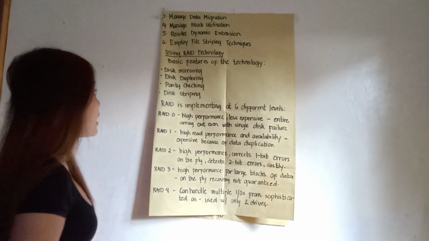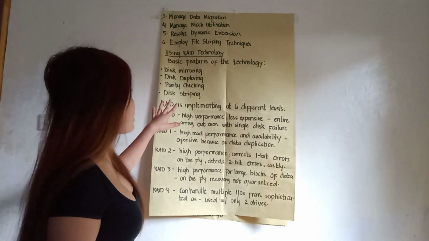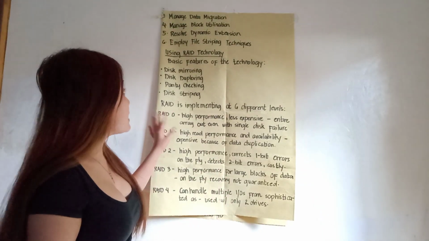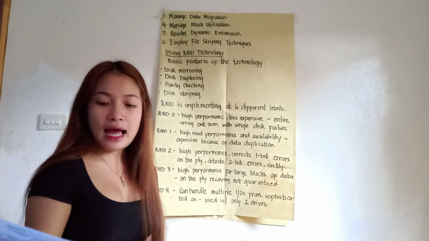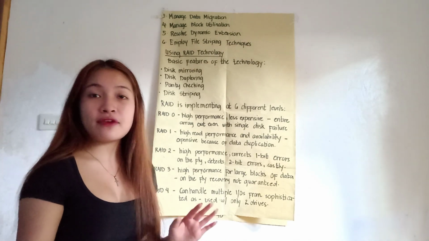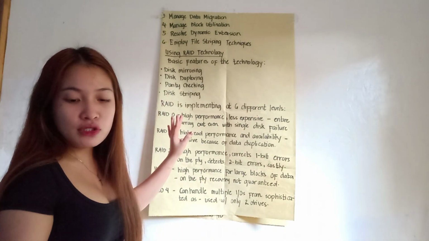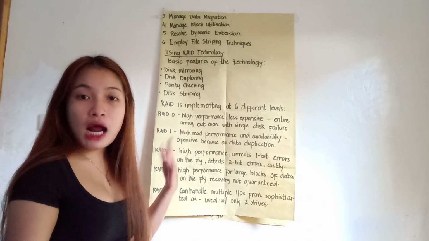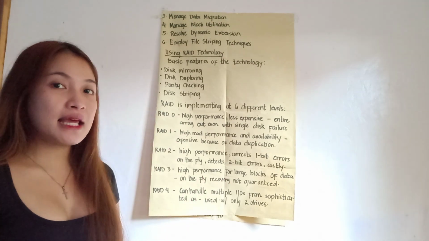The sixth one, which is the last technique, is to employ file striping techniques. You perform file striping when you split data into multiple physical parts and store these individual parts in separate physical devices. File striping enables concurrent input or output operations and improves file access performance substantially.